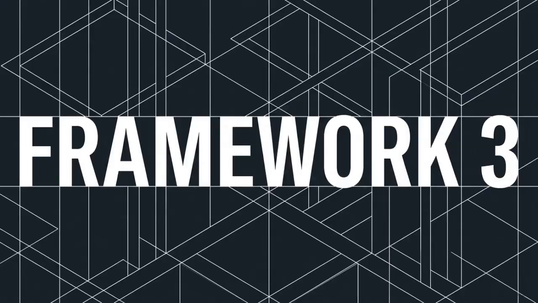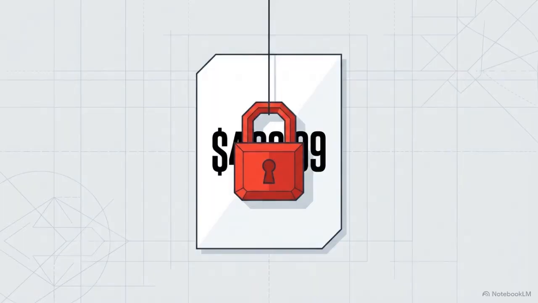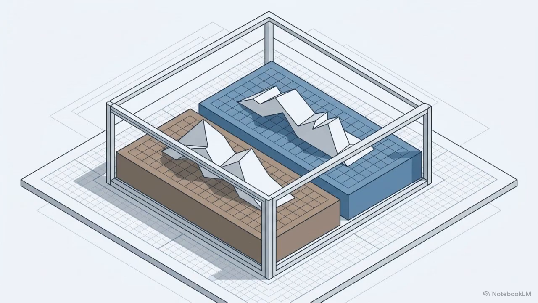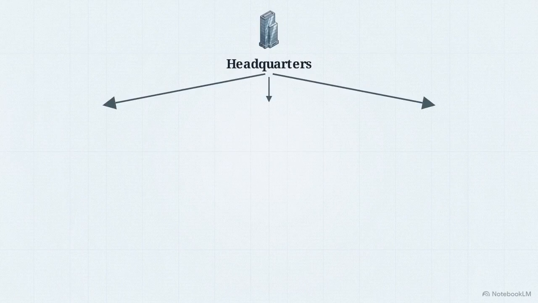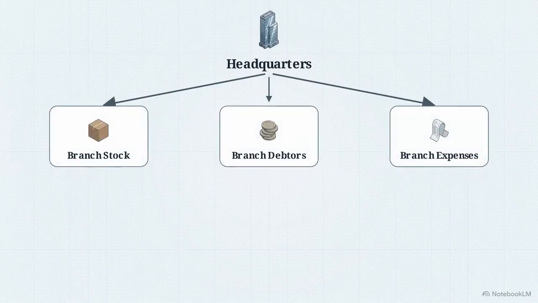The final evolution is the stock and debtor system. Headquarters implements this method when they demand total control over remote inventory and mandate strict selling prices that the branch cannot alter. The single or dual account models are entirely abandoned. To gain control, headquarters deploys a web of granular control accounts, isolating specific categories of data into individual ledgers for branch stock, branch debtors, and branch expenses.